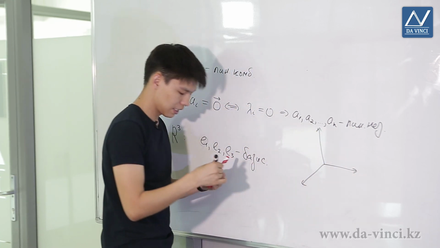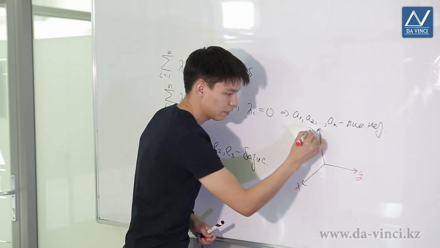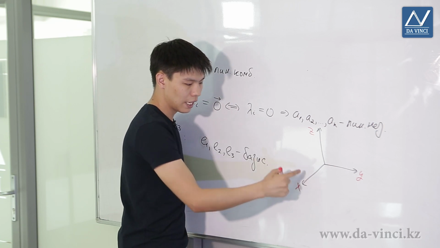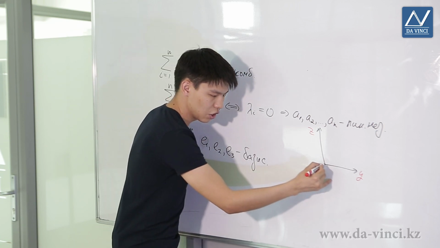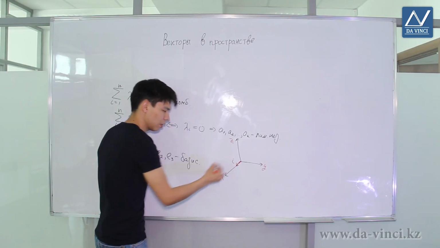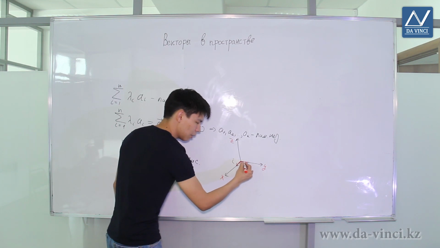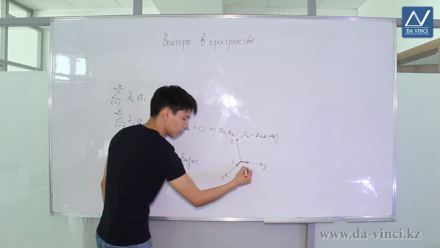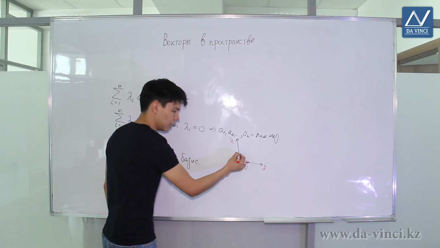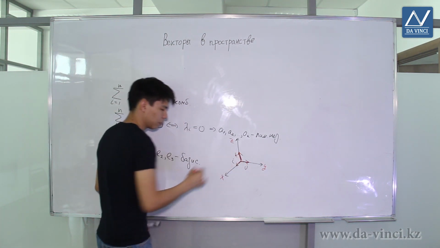A frequent case of a basis is the basis associated with vectors i, j, k. Let me remind you that we have introduced such vectors. The vector i is a unit vector, that is, the length of which is 1, and which is directed along the x-axis. The vector j is a similar vector of unit length. It is directed along the y-axis. And vector k is a similar unit vector directed along the z-axis.